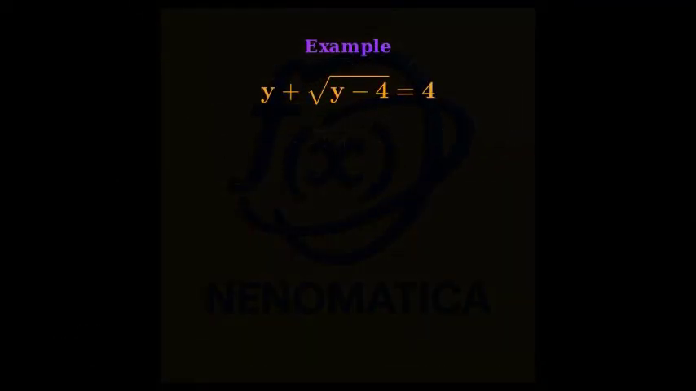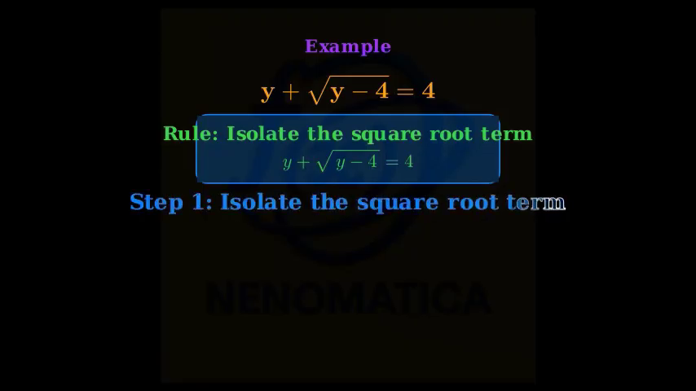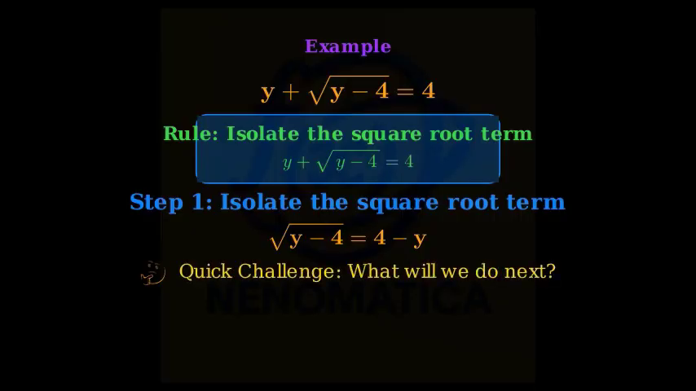Now, the problem statement in bold, orange. Isolate the square root term. We move y to the right side to leave the square root by itself. Step 1. Isolate the square root term. We get square root of y minus 4 equals 4 minus y.